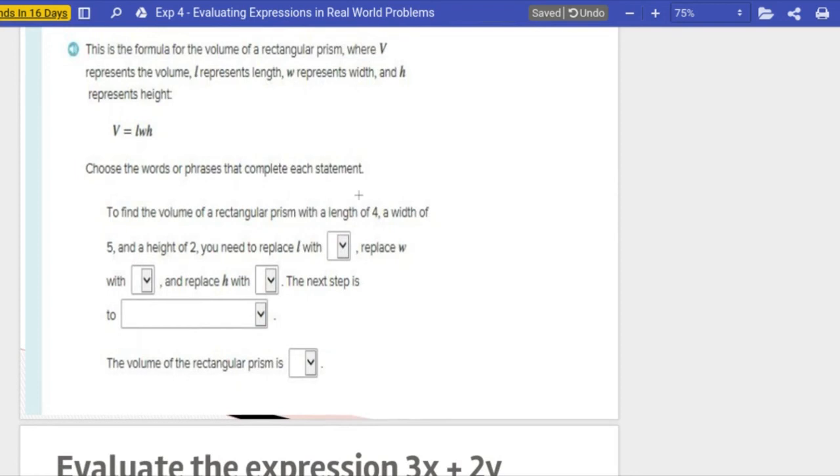All right, this is the formula for volume of a rectangular prism, where V equals volume, L represents length, W represents width, and H represents height. So to find the volume, we would do length times width times height.